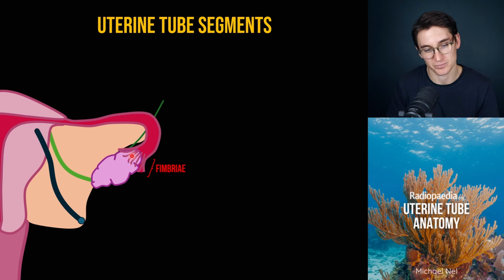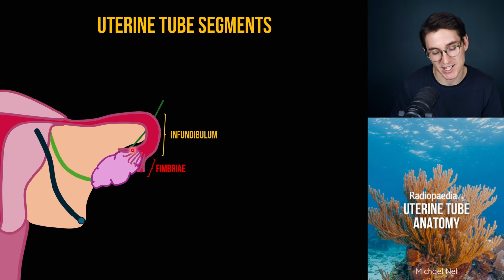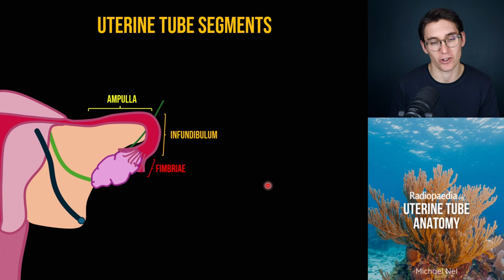More medial to the fimbriae is this funnel-shaped segment known as the infundibulum. The infundibulum ends or terminates at the abdominal ostium that we looked at earlier. Medial to the infundibulum is a segment known as the ampulla. This is the longest segment. It's about half or 2/3 of the entire uterine tube, and its lumen is the widest out of the entire uterine tube. This is generally where fertilization occurs, where the sperm meets the ovum.